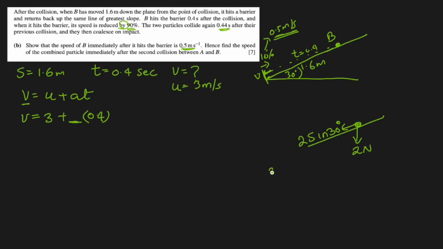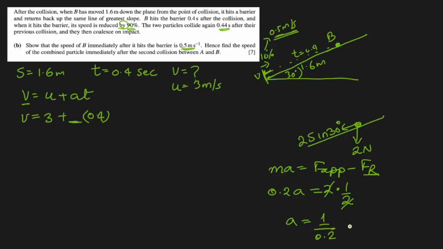So we know that MA equals applied force minus resistive force. Mass is 0.2, acceleration we want to find. Applied force is 2 sine 30, and sine 30 is half. Resistive force is nothing because there is no other force than friction and it is smooth, so no friction. So A becomes 1 divided by 0.2, which is 5 meters per second square.